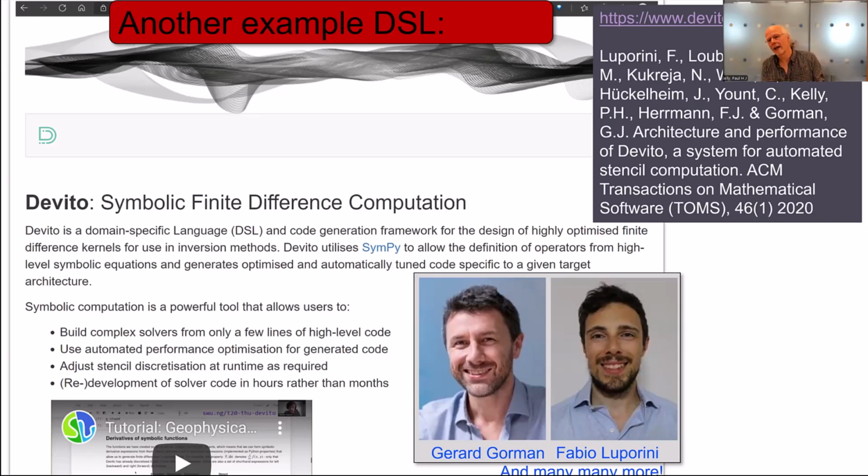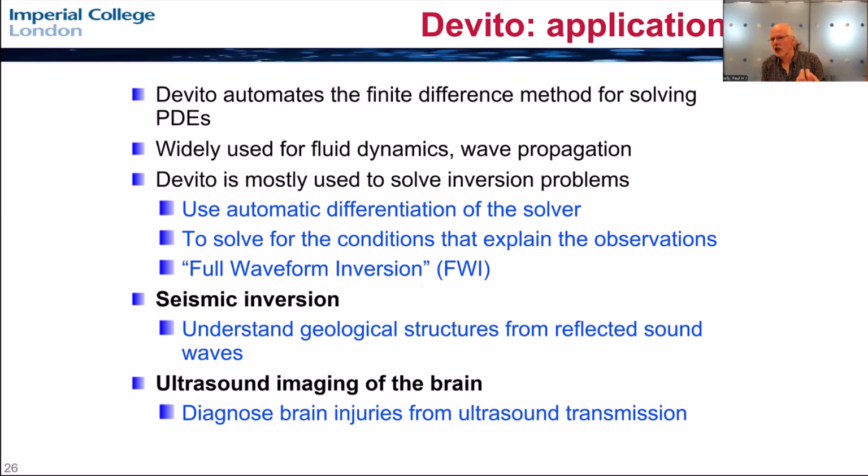Fabio is one of my PhD graduates whose thesis is on lots of things in Firedrake. And between them and now a team, and indeed a small startup, they have a fully open source implementation for essentially the same idea. By which I mean that you type in the partial differential equation, you specify the discretization, and we generate the code. So it's largely driven by seismic inversion applications. One of my favorite applications I'll show you in a second is ultrasound imaging of the brain, which is actually the same numerical methods being applied.